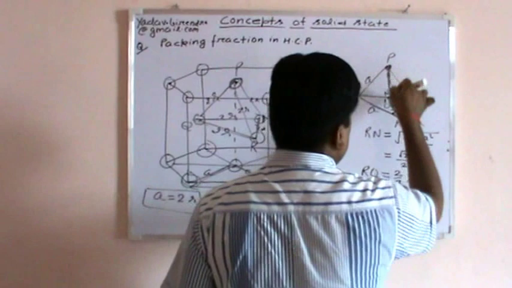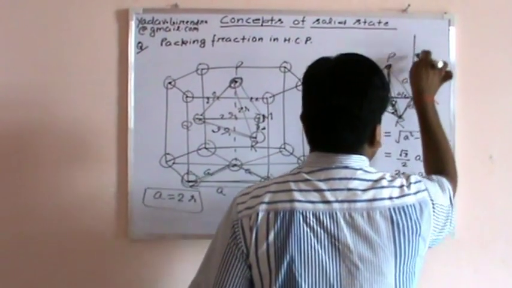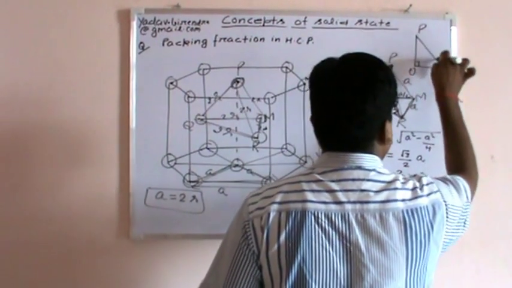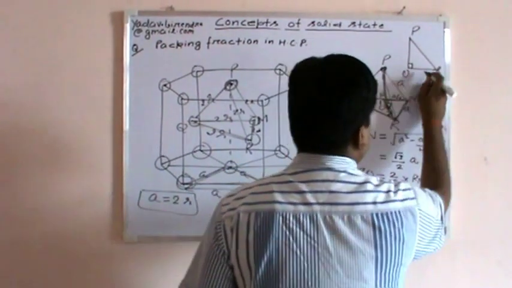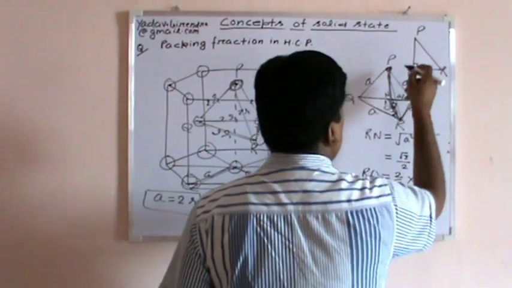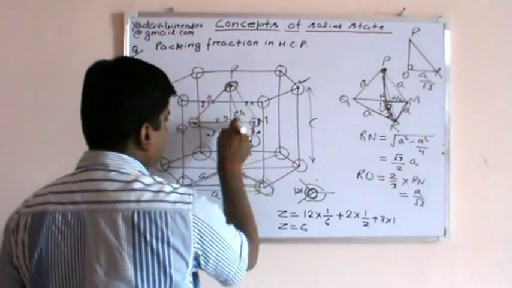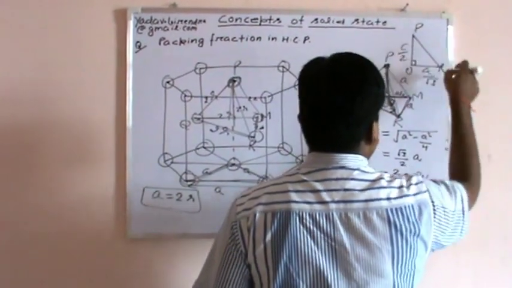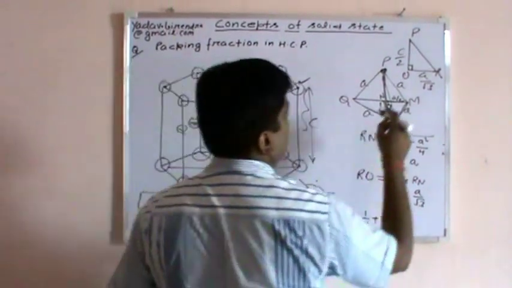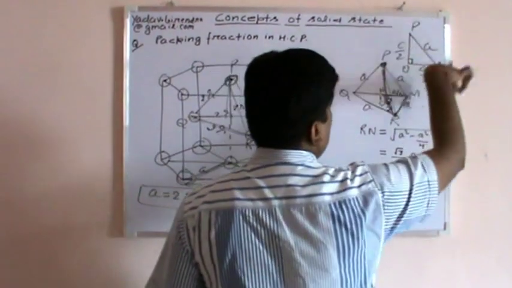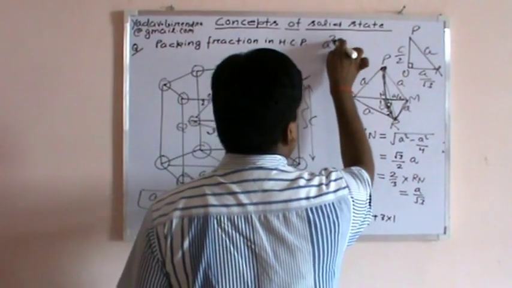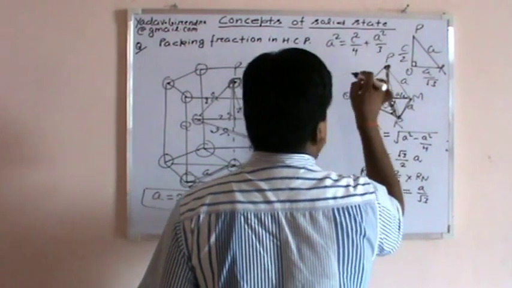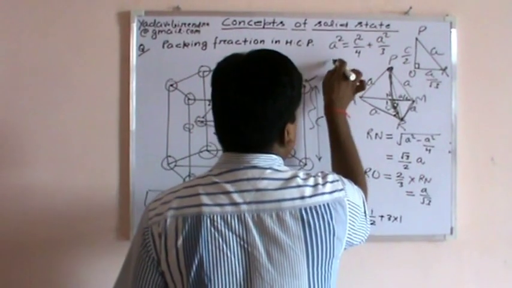Now if we take out this triangle P, O, R, this as perpendicular, OR we know as A by root 3, PO is basically half of this total length, so it will be C by 2, and PR, this is A. So we can use Pythagoras theorem here. So I can write A square is equal to C square by 4 plus A square by 3. So I can get the relation between C and A in this manner.